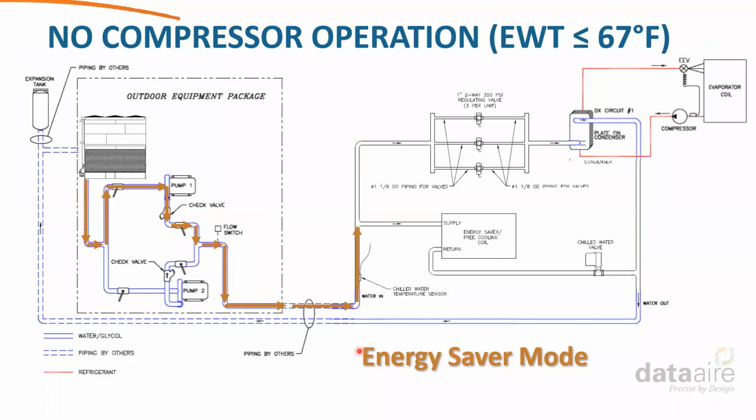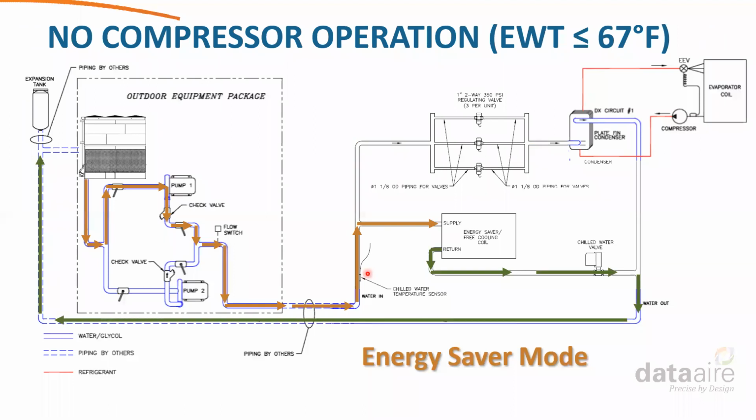The next mode of operation we'll look at is no compressor operation at all. Anytime the chill water sensor sees water temperature 67 degrees or less, then we don't need to run compressors at all. So the controls will see that. They'll push all the flow through the energy saver coil. Then it goes back to the tower and repeats the cycle. So this is the no compressor operation mode.